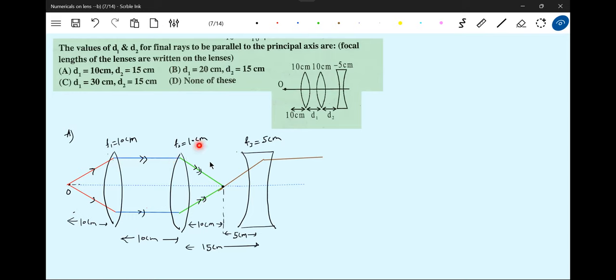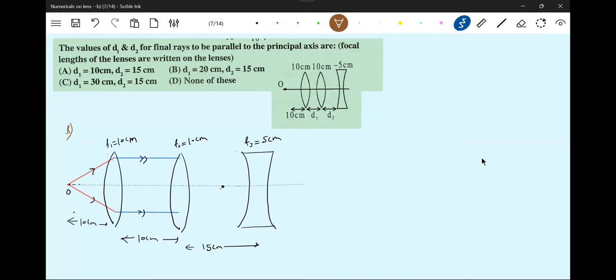This is 10 centimeters. No? Will be at focus level. If object is at, option A is not possible. Option B will try it. Option B is not possible. This is not possible. We have seen that. 15 centimeters. Okay, let's do one thing.